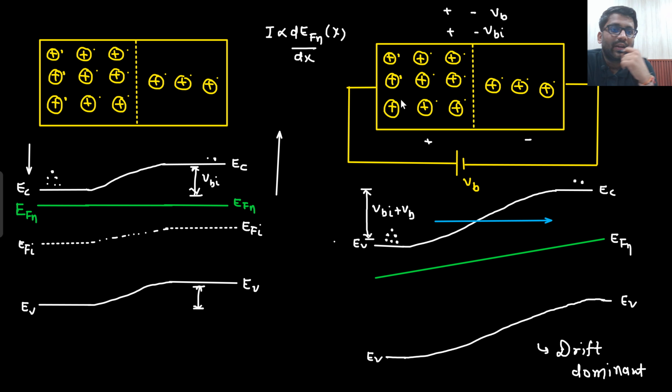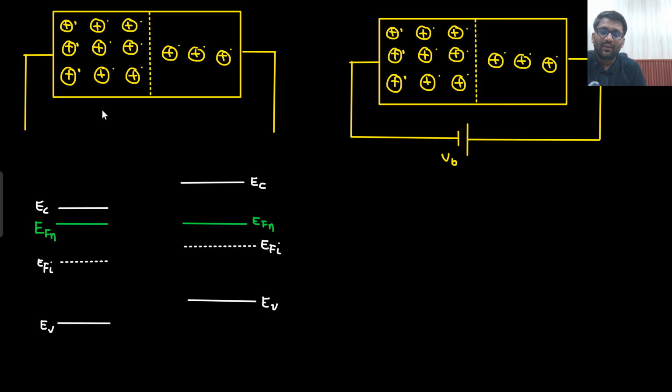So what I am telling you here is that without a bias, this was the condition. When I applied the bias, I increased the drift. Now if I apply the opposite bias in this manner, this was the scenario that we already discussed, right? This is your equilibrium. Equilibrium we have already discussed. So here this was your barrier.